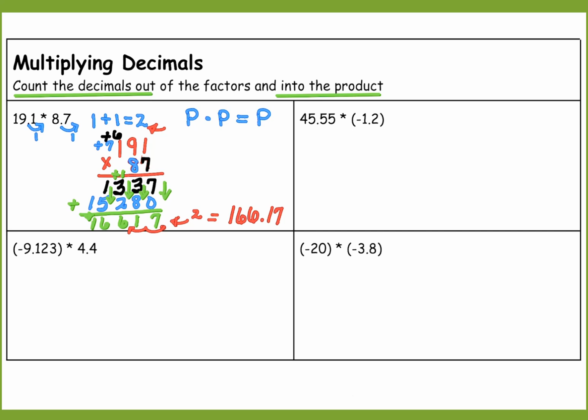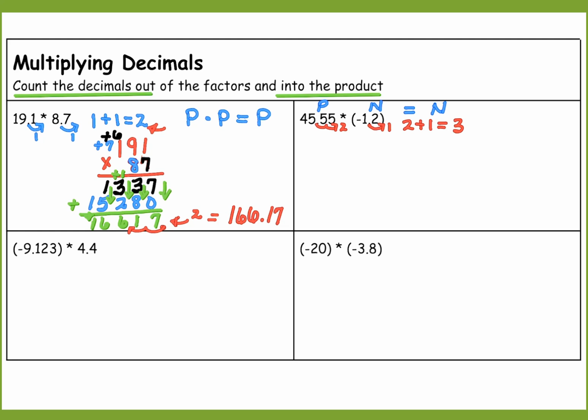Let's continue on with our next problem. We have a positive number times a negative number. Now we remember our rules of integers. When we are multiplying different signs, our answer is going to be negative. So a positive times a negative is a negative. Let's count our decimals out to continue. We're going to move out 2 spaces in this factor, and we're just going to move 1 single space in that factor. So 2 plus 1 is equal to 3.